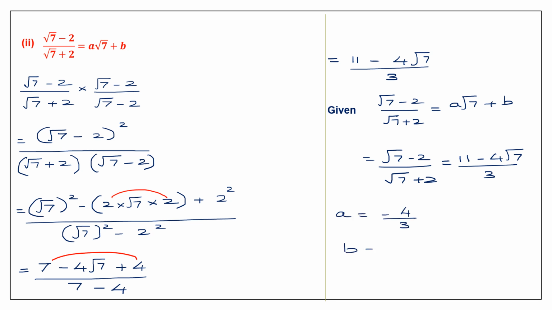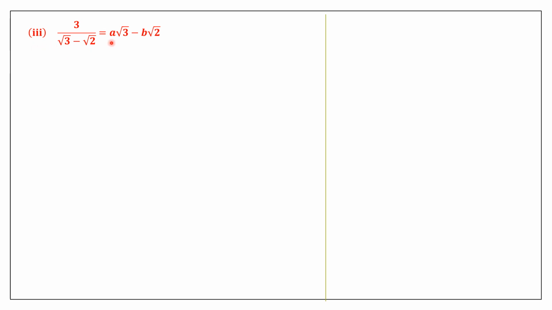And what about b? Now b, it's given as plus b. It's just given as plus b, isn't it? So we've already taken minus 4 root 7. So plus b means we have only 11 but with the denominator. So b is 11 by 3. So we have found the value of a, and this is negative 4 by 3 and b is 11 by 3. Question 3, we have to find the value of a and b, which is on the right hand side.